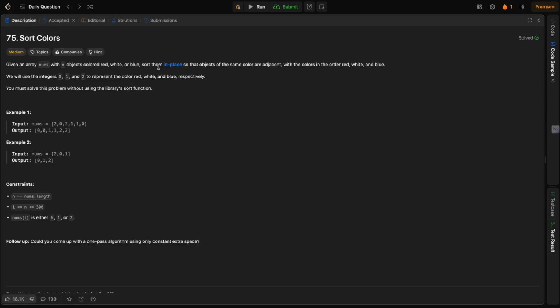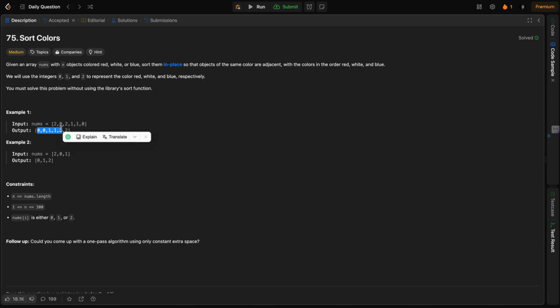We have also been given that the array will only contain three numbers, that is 0, 1 and 2, and we have to solve this without using the library sort function. That makes sense. So after sorting, it will become 0, 0, 1, 1, 2, that is sorting in ascending order.